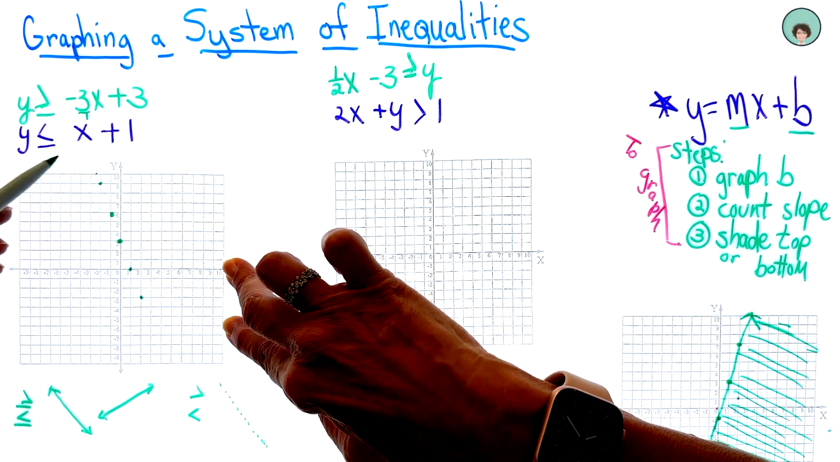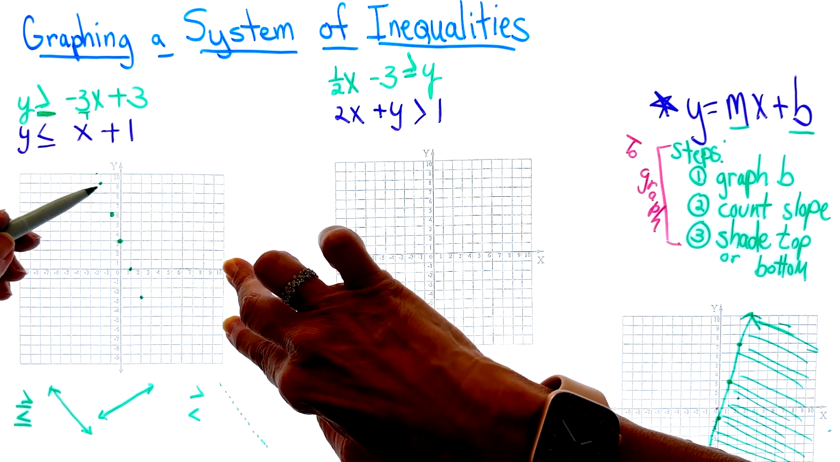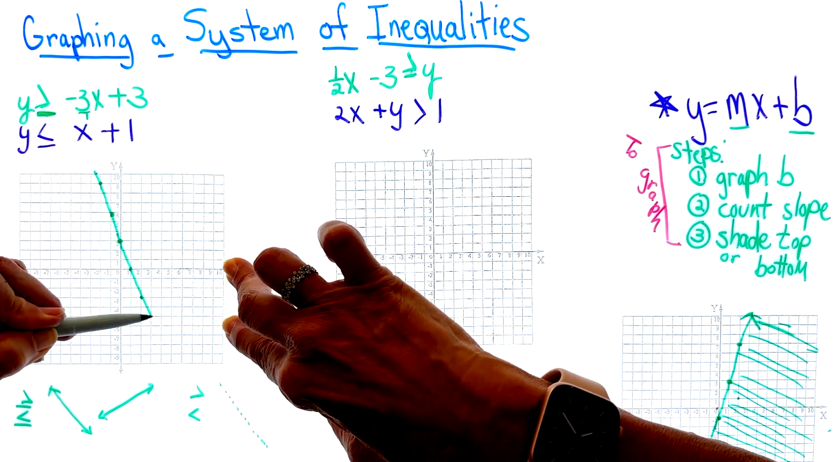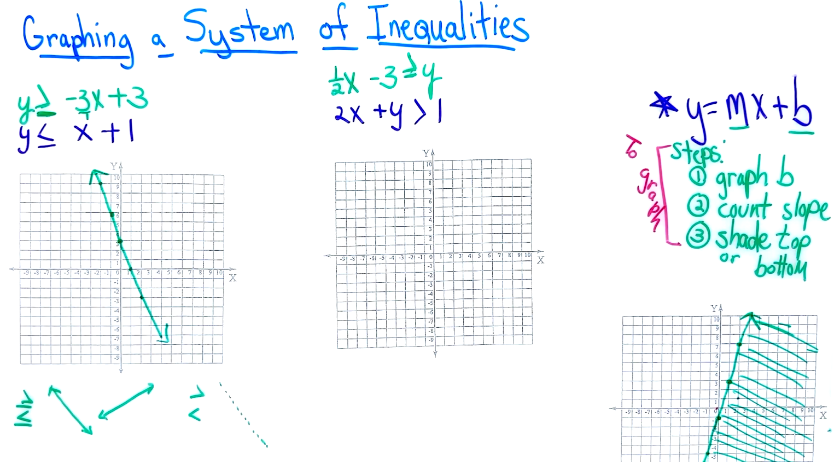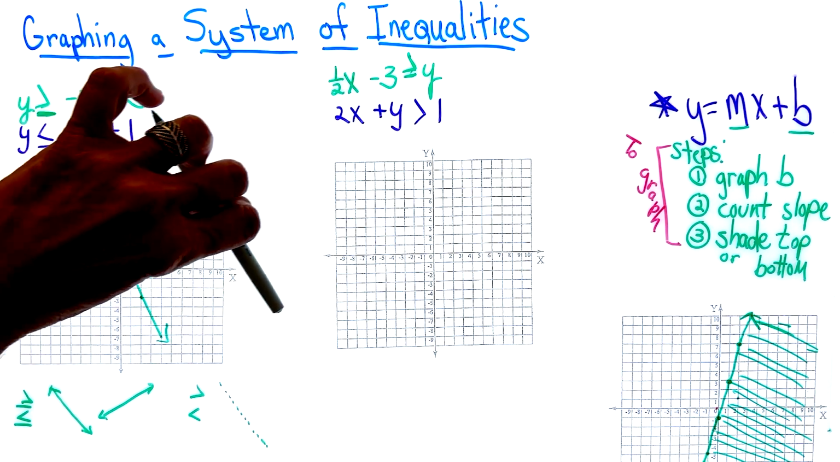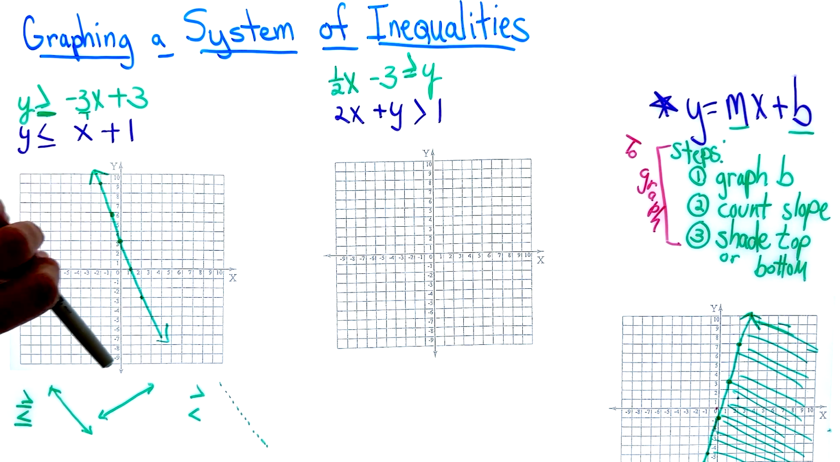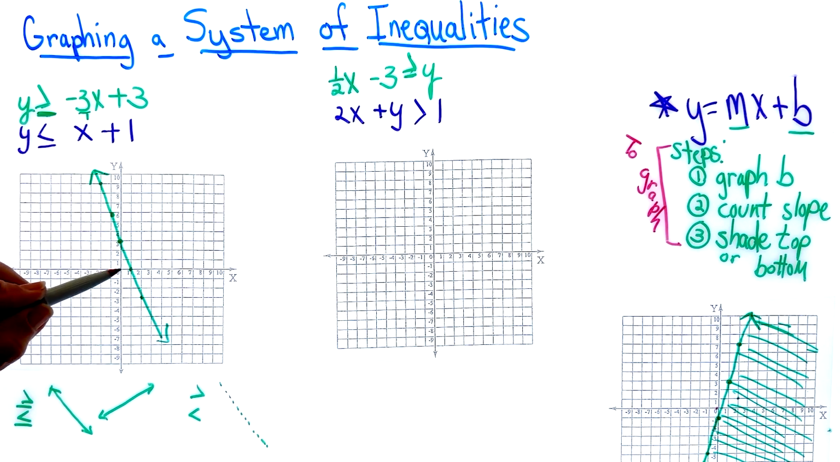And now I am drawing a solid line, because it has a greater than or equal to. That means that anything on this line is part of the solution. But now I have to see, do I shade the top half of this line or do I shade the bottom half of this line? And in order to do that, what I usually do is I pick an ordered pair that's really easy to check, and I'm going to pick my 0, 0.